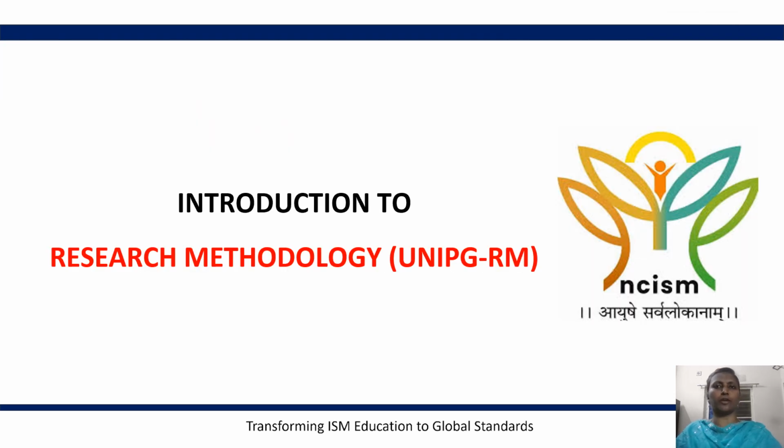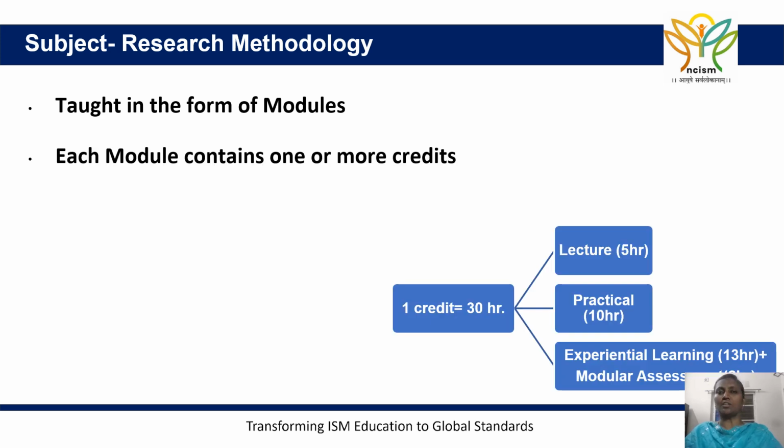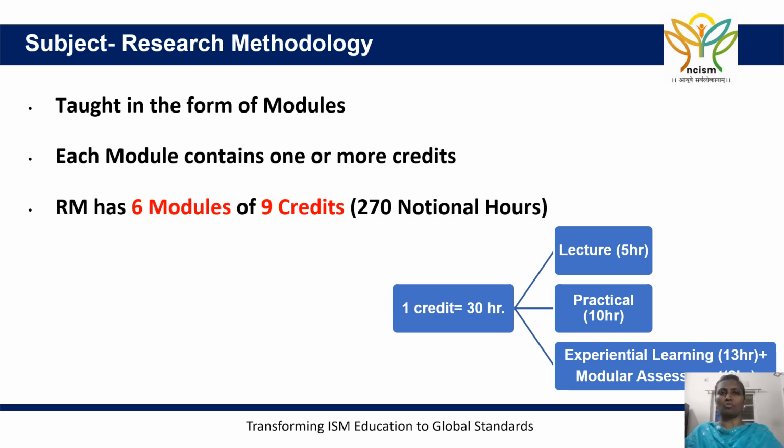Let's move on to the framework of research methodology syllabus. As we all know, as per the new framework, the research methodology subject is to be taught in the form of modules. Each module can have 1 or more credits. Research methodology has 6 modules of 9 credits. As each credit has 30 hours, research methodology subject has 270 notional learning hours.